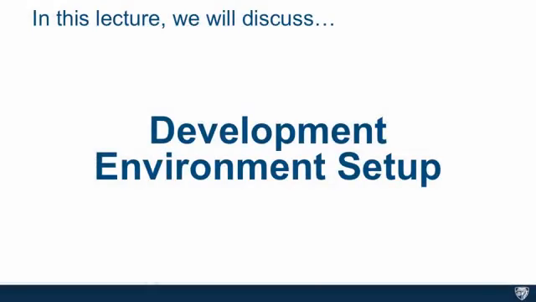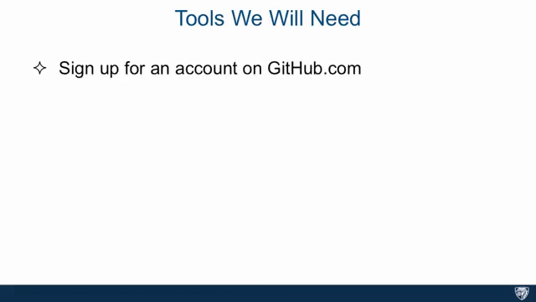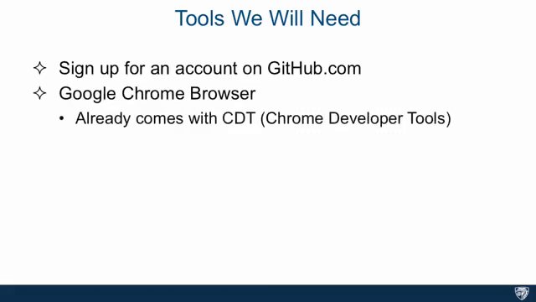In this lecture, we're going to go over how to set up your development environment. So what tools are you going to need for this course? Number one is you're going to need to sign up for an account on github.com. Number two is we're going to heavily rely on the Google Chrome browser, so definitely download and install that. The Google Chrome browser already comes with what's called CDT, otherwise known as Chrome Developer Tools, and we're going to be using them pretty extensively as well.